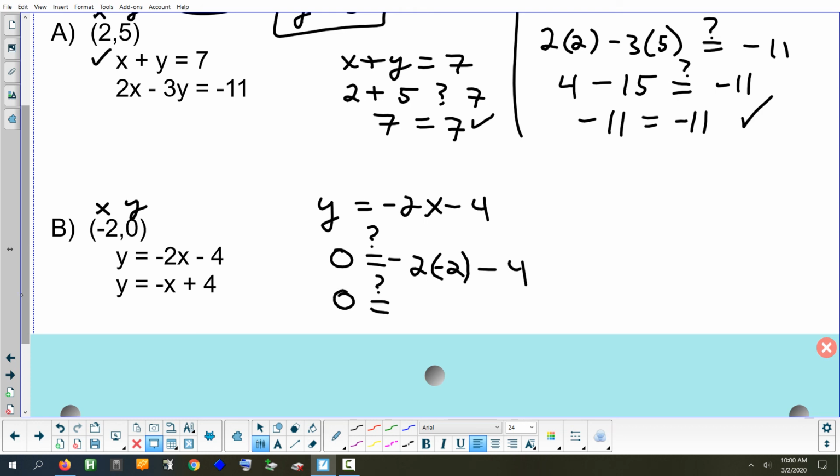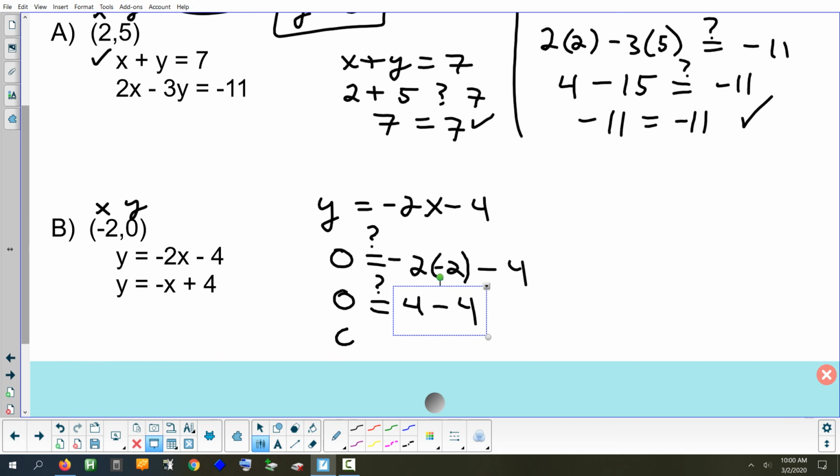Well, nothing to do on the left. That's done. Maya, what's negative 2 times negative 2? Negative 1. Careful. Negative times a negative? Oh, sorry, positive. And that minus 4 just stays right there. So negative 2 times negative 2 is 4. What's 4 take away 4? 0. Did the answer work? Yes, it did.